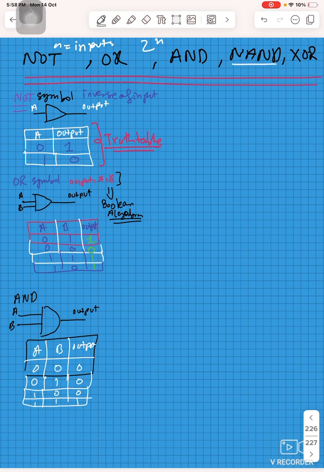The AND gate we studied, then NAND and XOR. NAND here. Wait, did I study it? No, NAND.